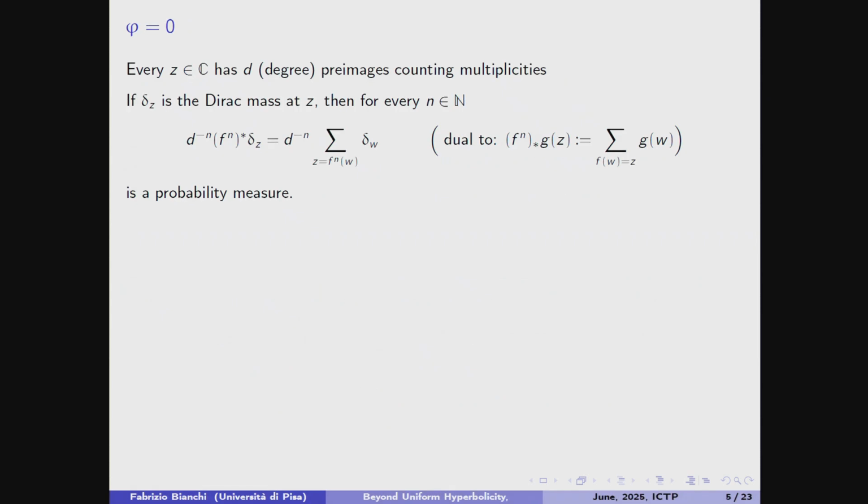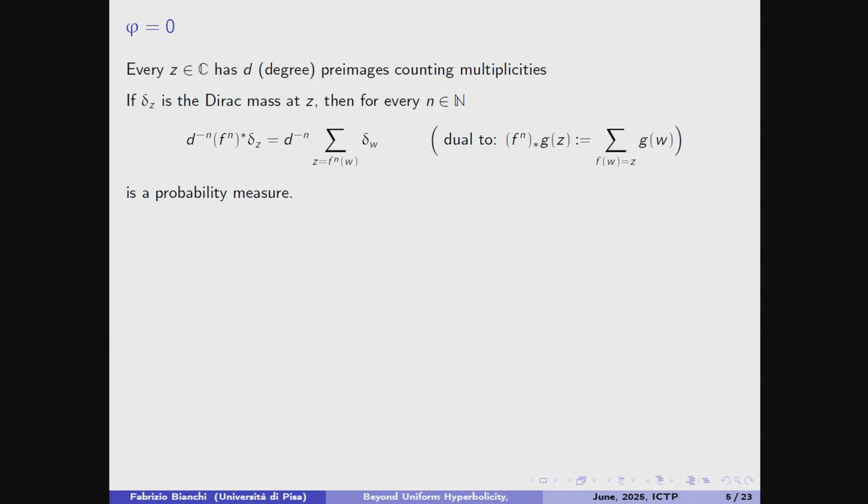Now, we introduced some notions. As we said, every polynomial on C has the main property that it is a branched covering. So every point has D preimages, counting multiplicity. And now I have these two operators, and maybe I received a question, so I want to make sure.